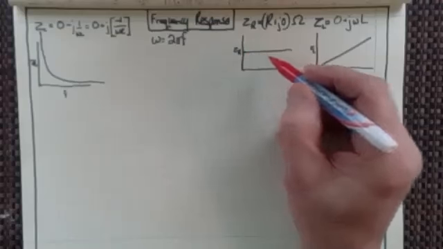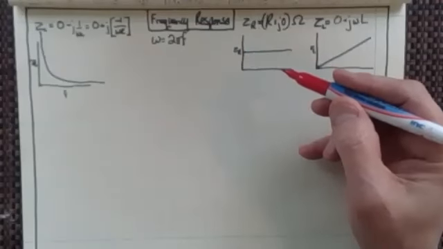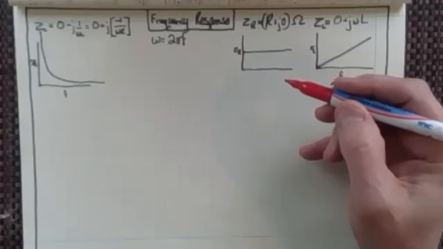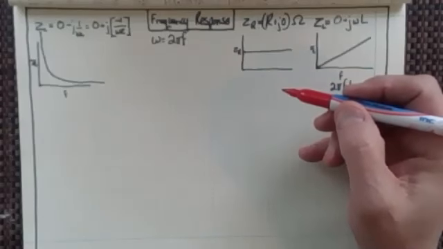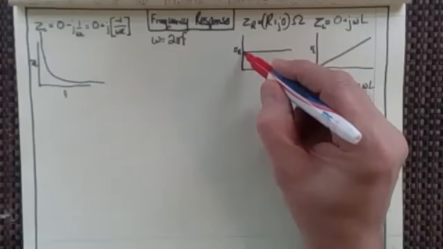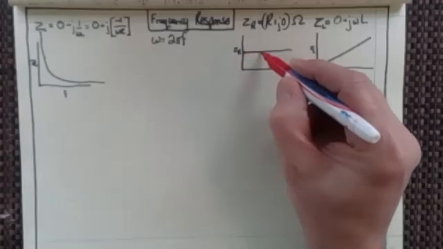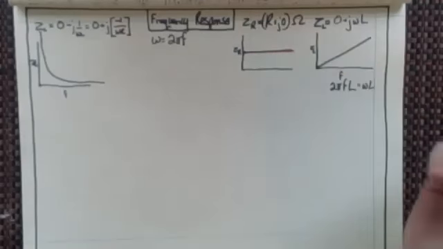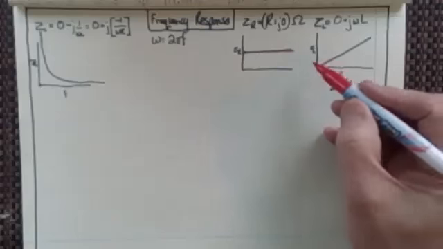So at very high frequencies, and of course this matters for the value of the resistor too. If I had a very small resistor, you would actually see it follow very much along those lines, right?